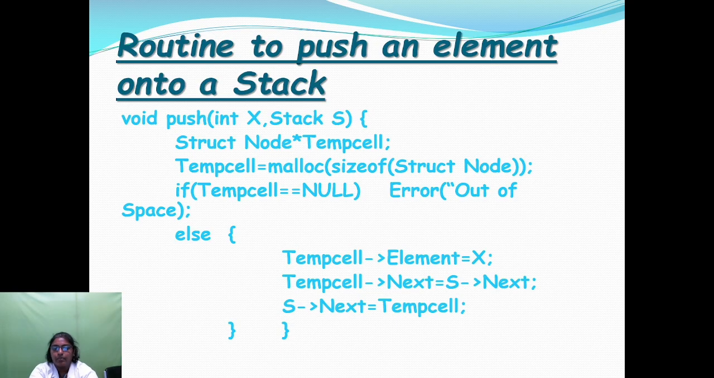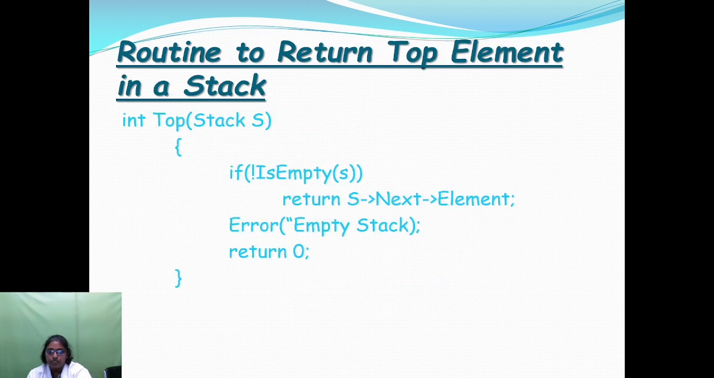So to push an element onto a stack in a linked list, it will create a structure and check whether it is out of space or not, else it will push the element. So element x is 7, temp cell of element, and s of next goes to temp cell of next, and temp cell equals s of next. Basically, we are saving the top value in s of next. Using temp of element and temp of next, we are saving the pushed element, that is, inserting an element on a stack. So return the top.